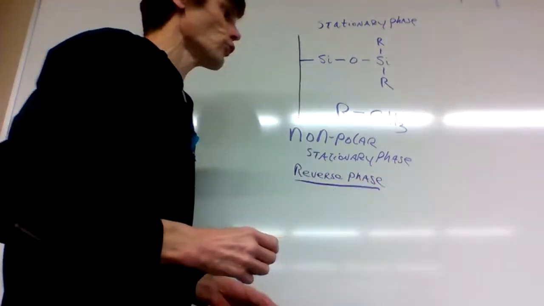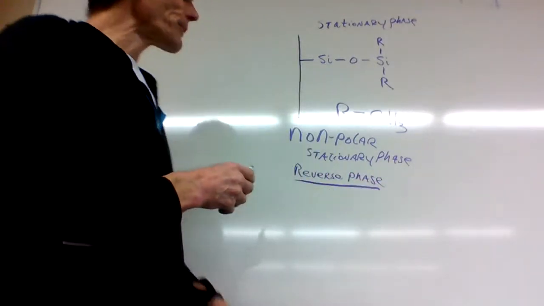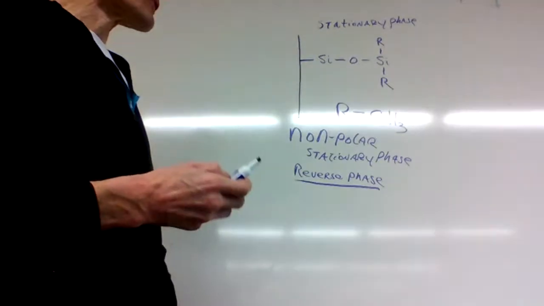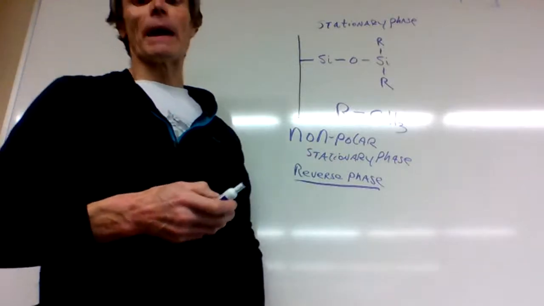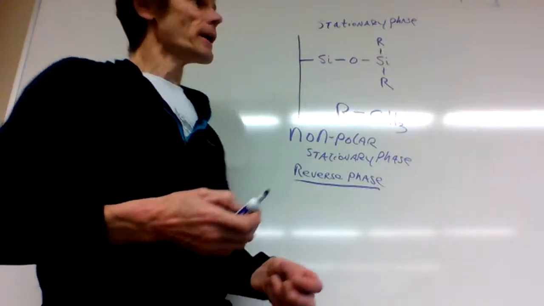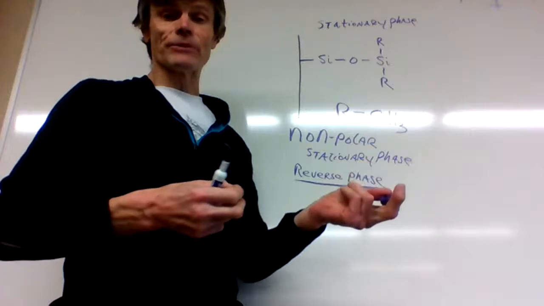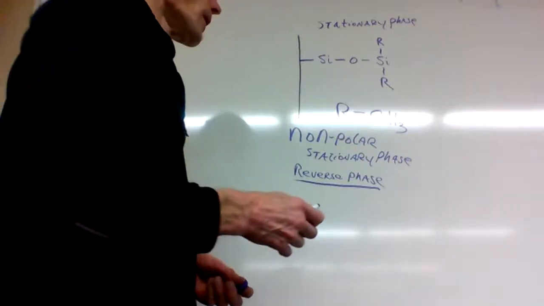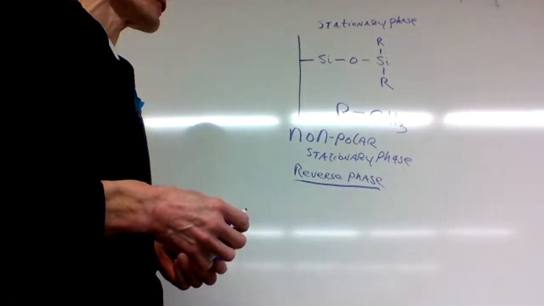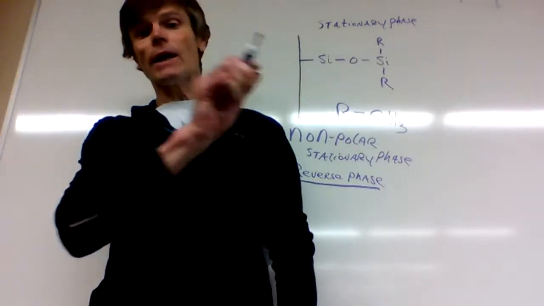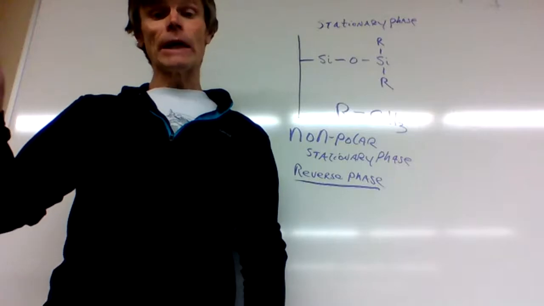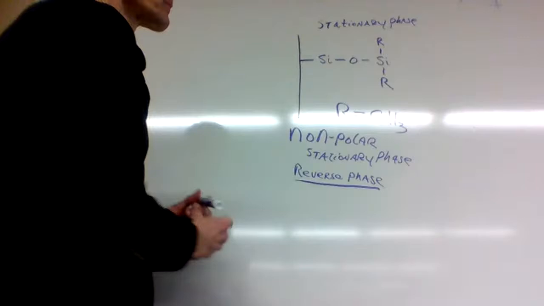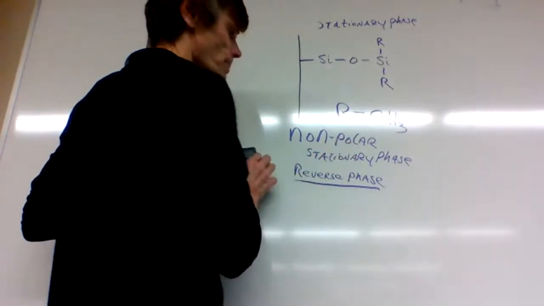This helps us to retain substances on our column that are nonpolar. Substances that are nonpolar will spend more time on our column, and we can separate substances based upon their differences in polarity. So a nonpolar substance is going to stay on the stationary phase longer, and if we look at a chromatogram, it'll be the species that comes out last. Everybody good?